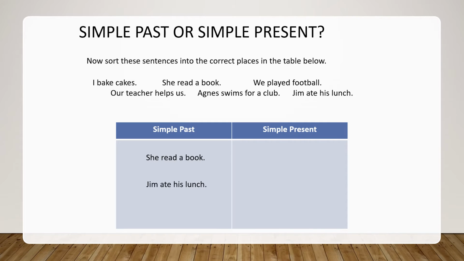In simple past, you will find: she read a book, Jim ate his lunch, and we played football. A reminder, simple past means it happened at a specific time, but they are now finished. Simple present: I bake cakes. Our teacher helps us. And Agnes swims for a club. Again, another reminder, simple present describes events that happen often.